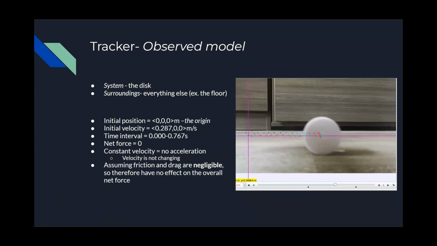For our observed model, we used Tracker. The system is the disk and the surroundings would be everything else, for example, the floor. The initial position would be the origin. The initial velocity is 0.287 meters per second in the positive x direction. The time interval would be 0 to 0.767 seconds. The net force would be zero, and we're assuming that friction and drag are negligible, so therefore would have no effect on the overall net force.